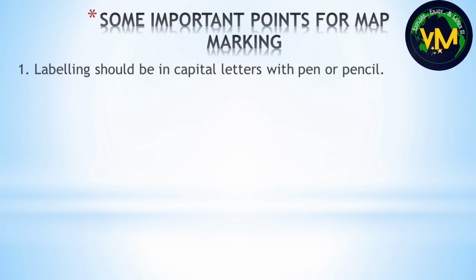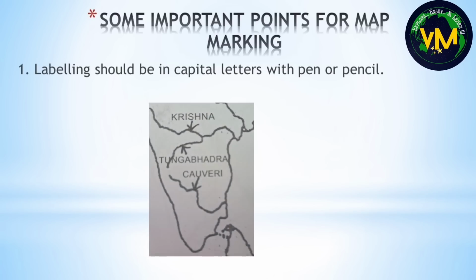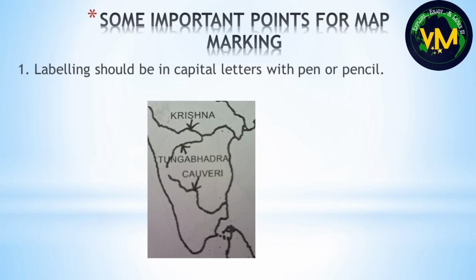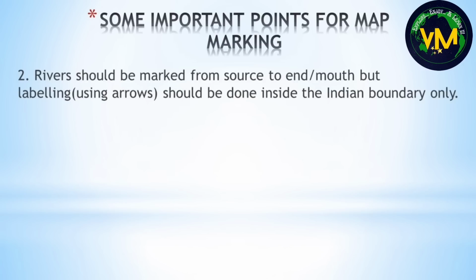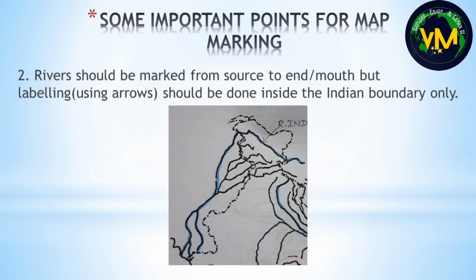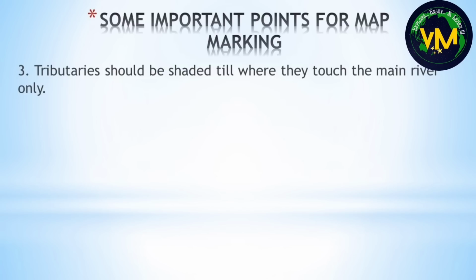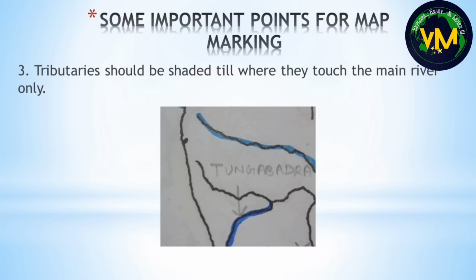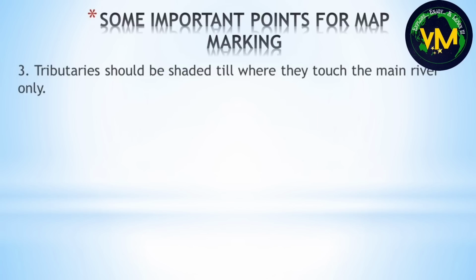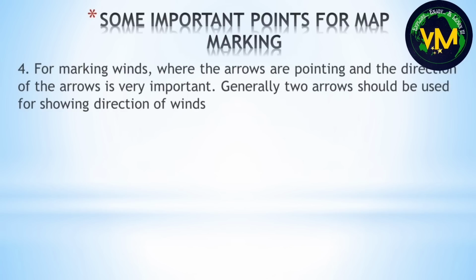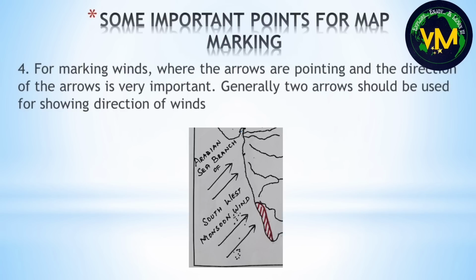And other important points are, labeling should be in capital letters with pen or pencil. And whenever you mark a river, mark it from the source, that is the starting point, till the end. But remember, the arrow should always be inside the Indian boundary. And when tributaries are asked, say for example Tungabhadra, it should be marked only where it touches the main river Krishna. And number 4, whenever you are marking winds, use 2 arrows to show the direction of winds. It is very important to know where the arrow is pointing and the direction of the arrow.